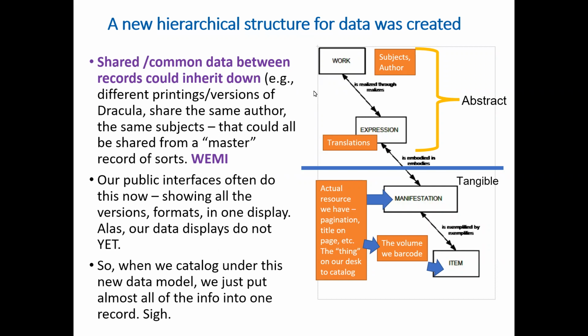I think of it as the thing on our desk. It could be the thing on our virtual desk. It could be the thing on our physical desk. This is the thing we're describing and cataloging. How many pages is it? All of that kind of stuff. And then item is the volume we're going to barcode ourselves. So this WEMI model, although it sounds very complex, is a fantastic idea. And we do see it in some of these public interfaces now, not all of them.